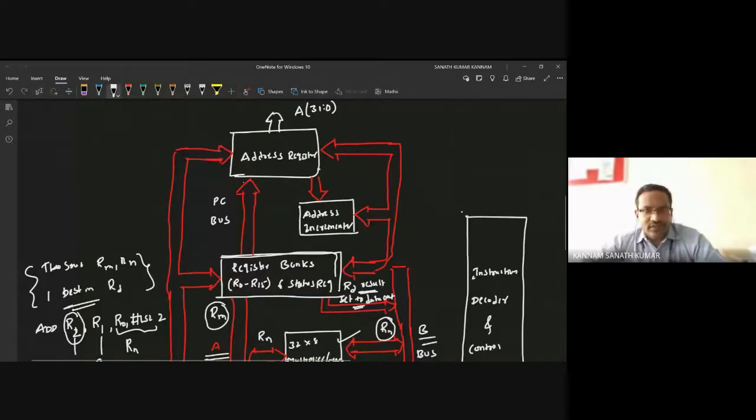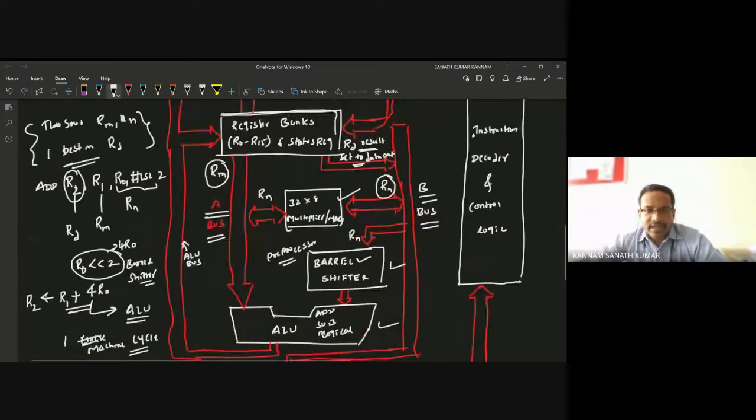Here the address register is there, and this is the PC bus and address incrementer, and these are the register banks. You know how many registers there are in the ARM: R0 to R15 and 16 status registers, and each is 32 bits. You need to remember this. There are two source registers, RM and RN. RM comes directly through the A bus to the ALU, and RN comes through the 32 by 8 multiplier or MAC, multiply and accumulate. It comes through the barrel shifter because you are doing pre-processing.